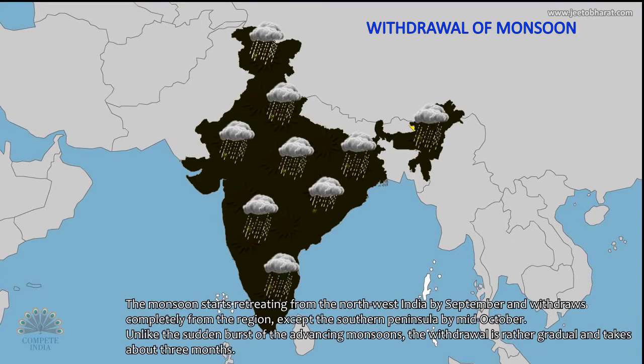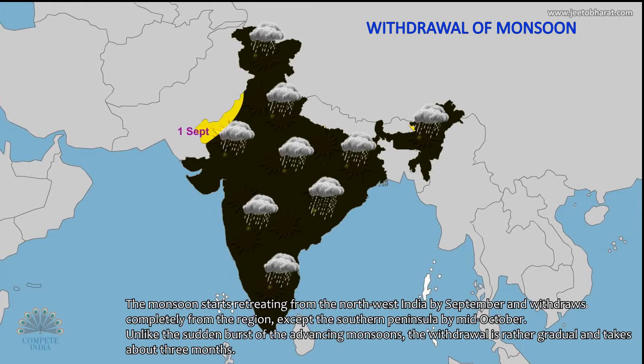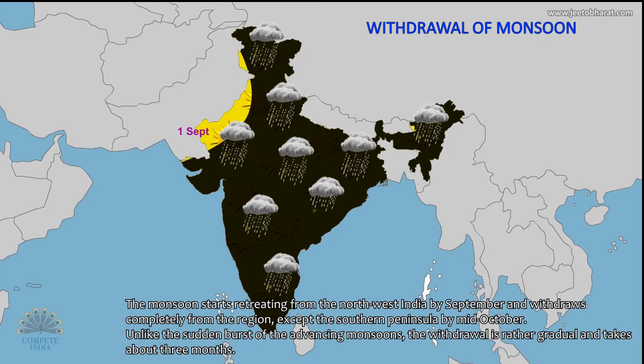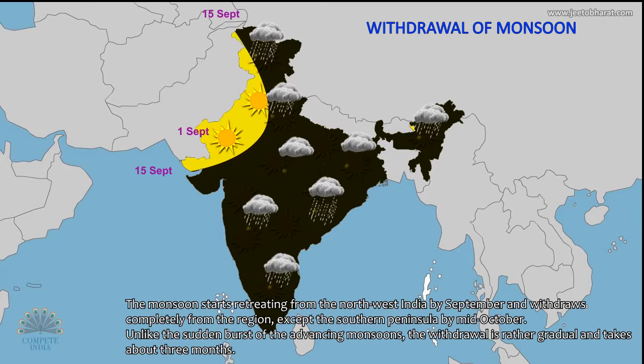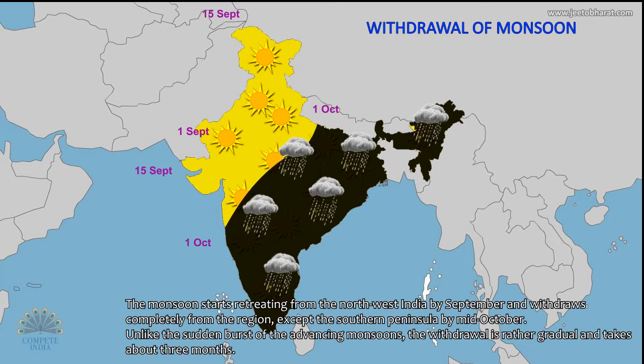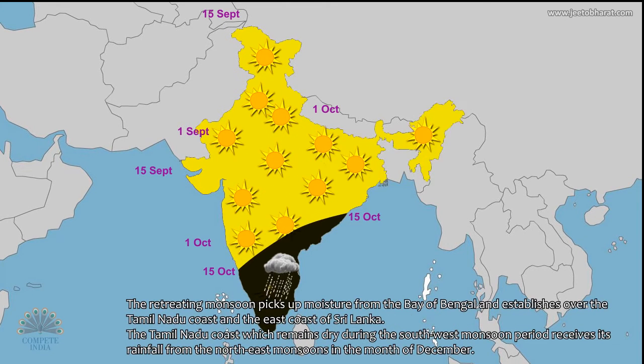The monsoon starts retreating from northwest India by September and withdraws completely from the region, except the southern peninsula, by mid-October. Unlike the sudden burst of the advancing monsoons, the withdrawal is rather gradual and takes about 3 months. The retreating monsoon picks up moisture from the Bay of Bengal and establishes over the Tamil Nadu coast and the east coast of Sri Lanka.